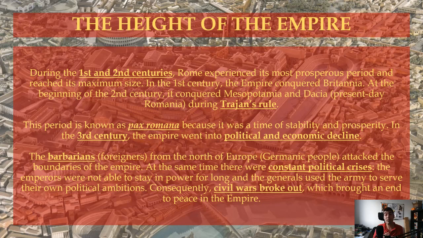Why? Because the barbarians, the foreigners, as the Romans called them, mostly from the north of Europe, the Germanic tribes, attacked the boundaries, the borders, the frontiers of the empire. And this came at the same time as many constant political crises, because the emperors were not able to stay in power for long. In this 3rd century, the rule of the emperors lasted sometimes a few months, and the generals used the army to serve their own political ambitions. The army could proclaim a new emperor, and they did many times. So there were many civil wars during most of this 3rd century, and they brought an end to the peace of the empire.